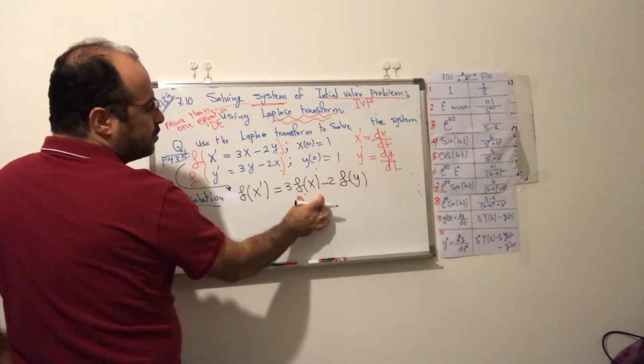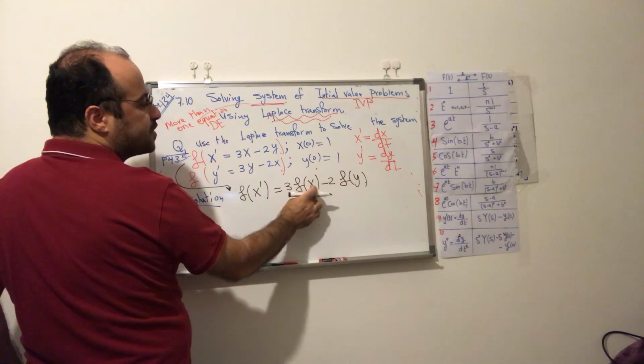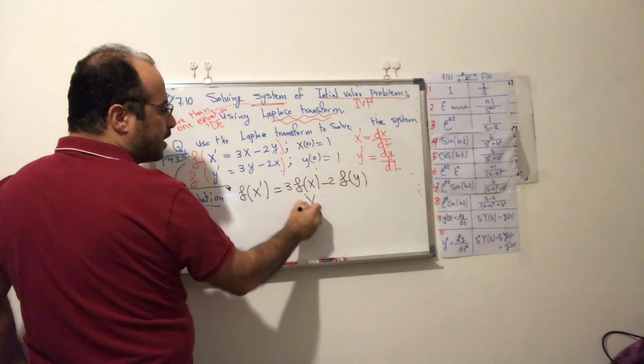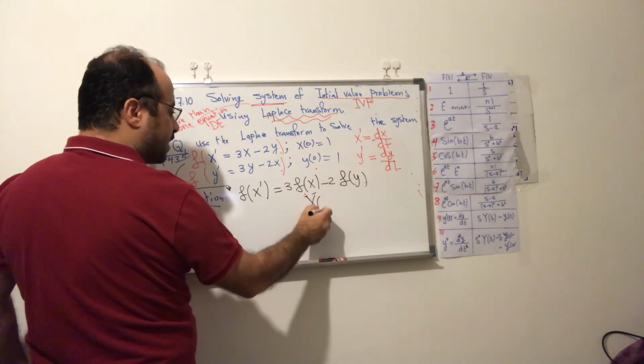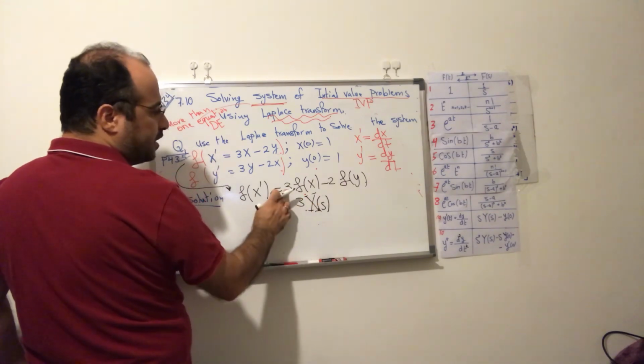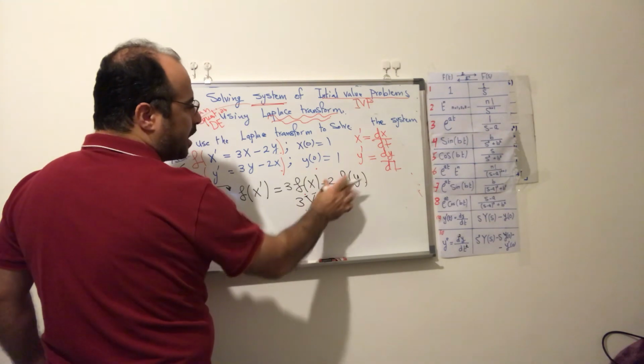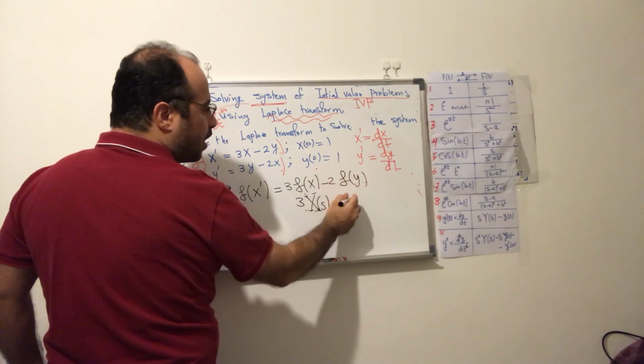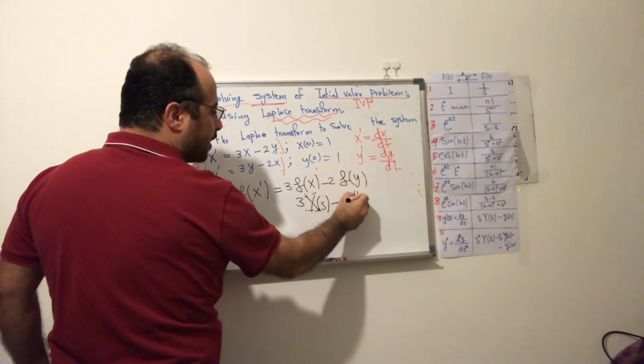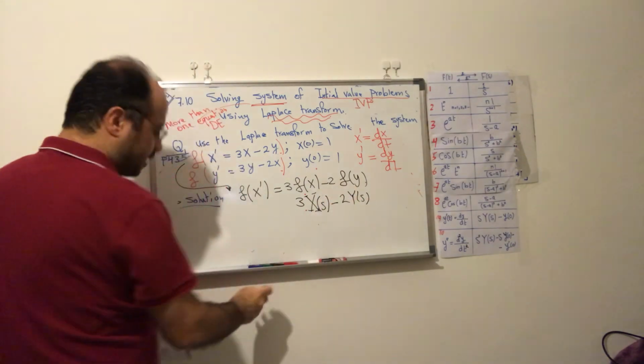Now I will assume that the Laplace transform of small x is big X of s. And then I'm going to have 3 times the Laplace transform of x, which is big X of s, and the Laplace transform of small y is big Y of s. And we have that 2 here.